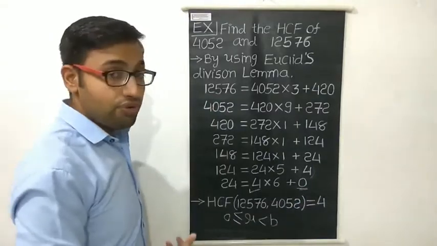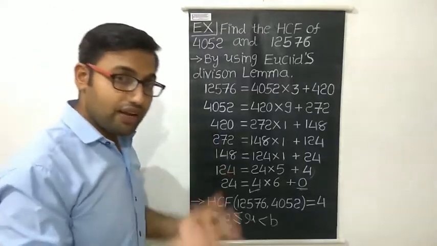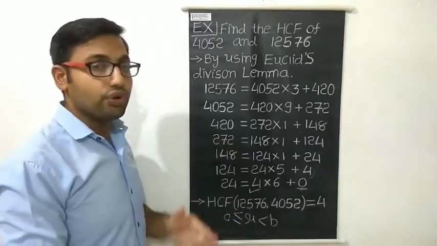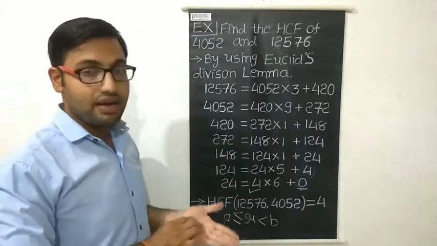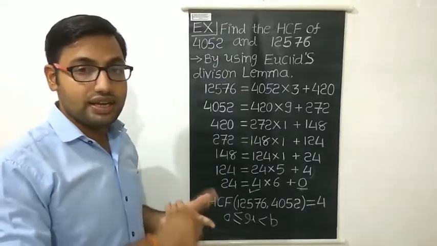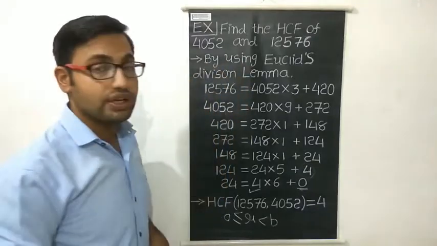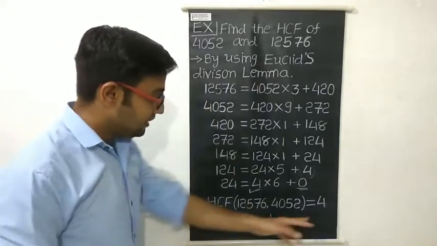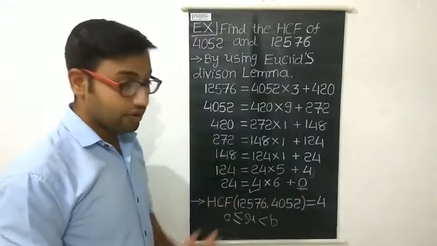Right? So what we do is repeatedly use the Euclid's division lemma. And whenever we repeatedly use the Euclid's division lemma, it is called Euclid's division algorithm. So this is simply Euclid's division lemma and Euclid's division algorithm. So in this way, by using Euclid's division lemma repeatedly, we can find out the HCF of any two given positive integers.